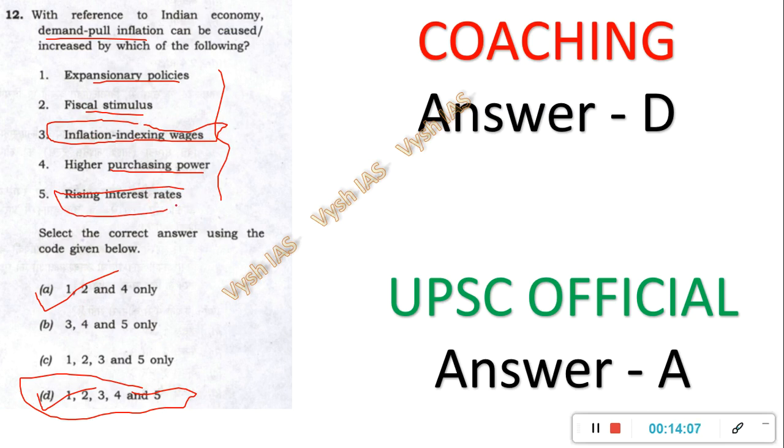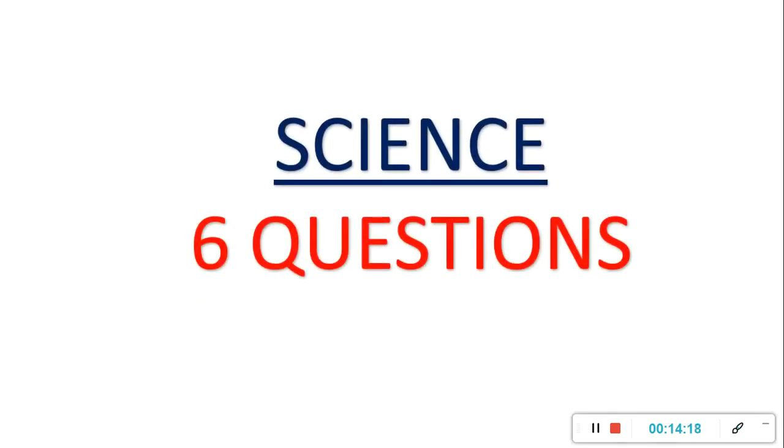If nobody will take the loan, they won't have money, they can't create demand. Okay, so 3 and 5 you can easily eliminate, and that way also you can come to the answer by eliminating 3 here or eliminating 5 here. Okay, 2 methods were there to solve this. Now next one is science question, 6 questions.